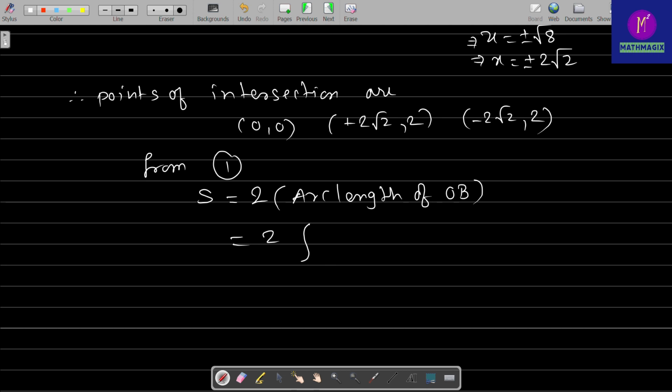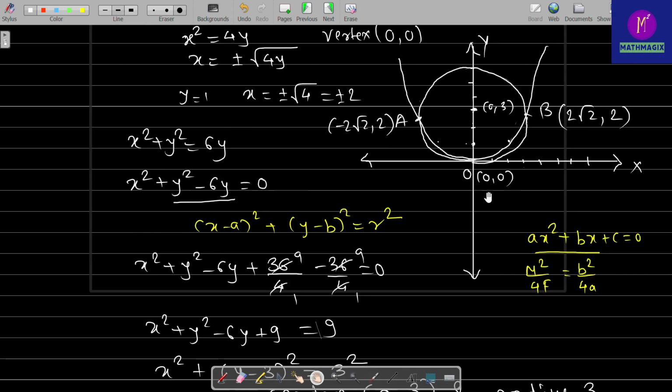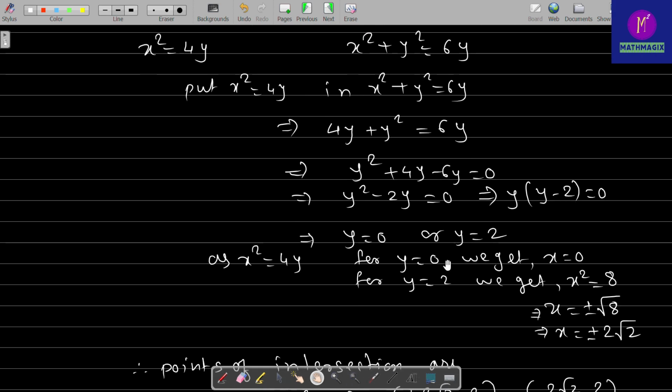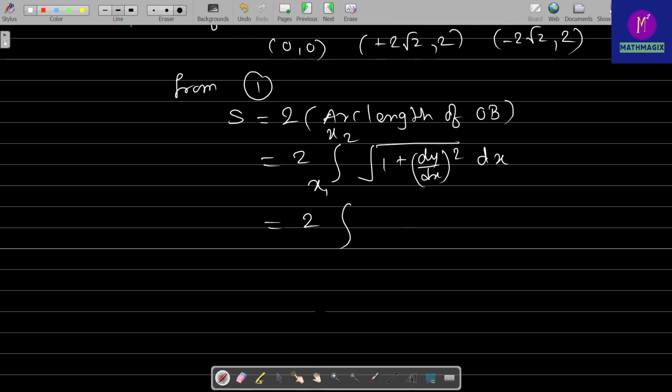So twice integration square root of 1 plus (dy/dx) the whole square dx, and here we need to write down the limits x1 to x2. So this is equal to 2 into, now the limits x1 to x2 in our case is nothing but 0 to 2 root 2. So let us write that over here. So it is 0 to 2 root 2, and here we need to write down 1 plus (dy/dx) the whole square dx. Let us first find out dy/dx.